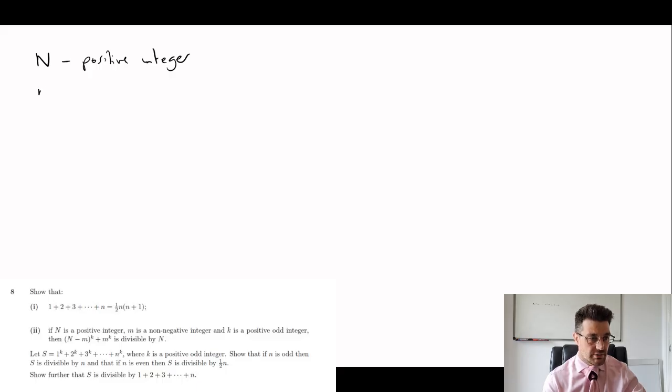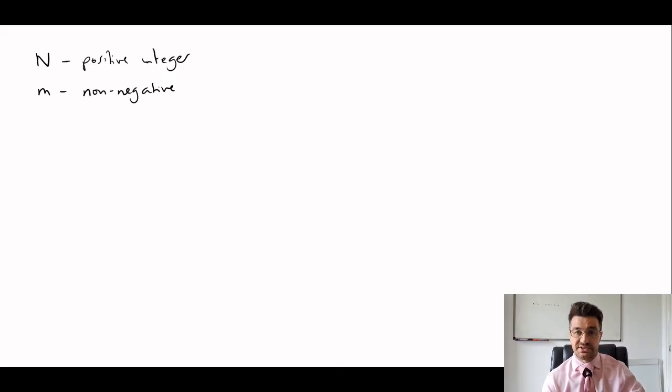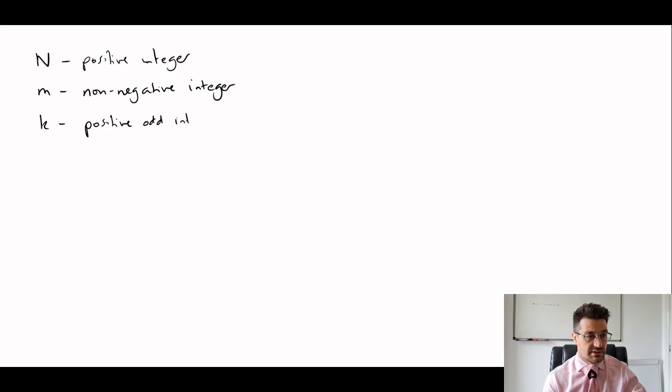m, lowercase m, is a non-negative integer. So non-negative means that it could be a positive integer, but it also could be 0. So non-negative integer, and what was the final one? And k is a positive odd integer.